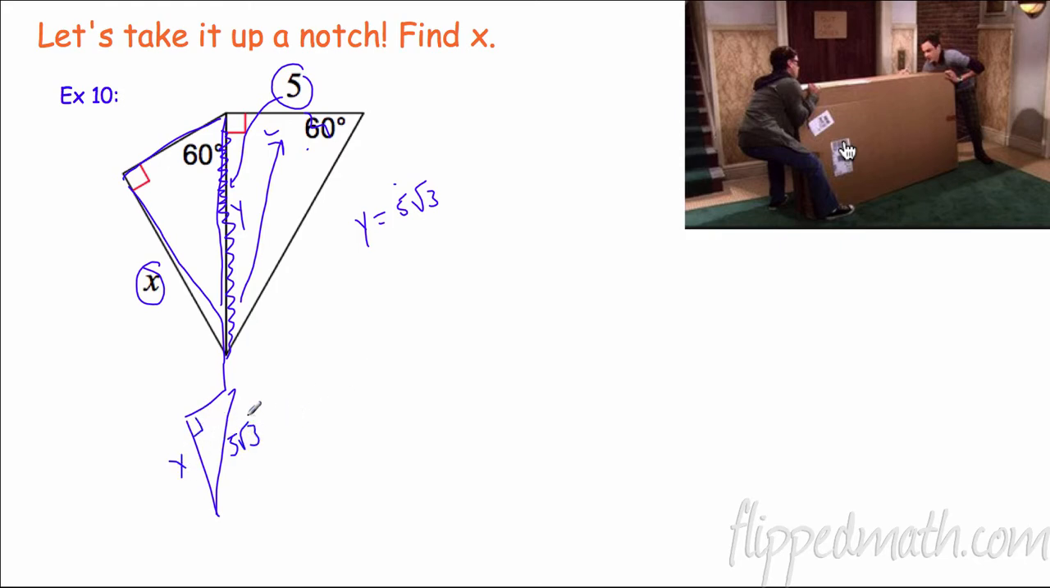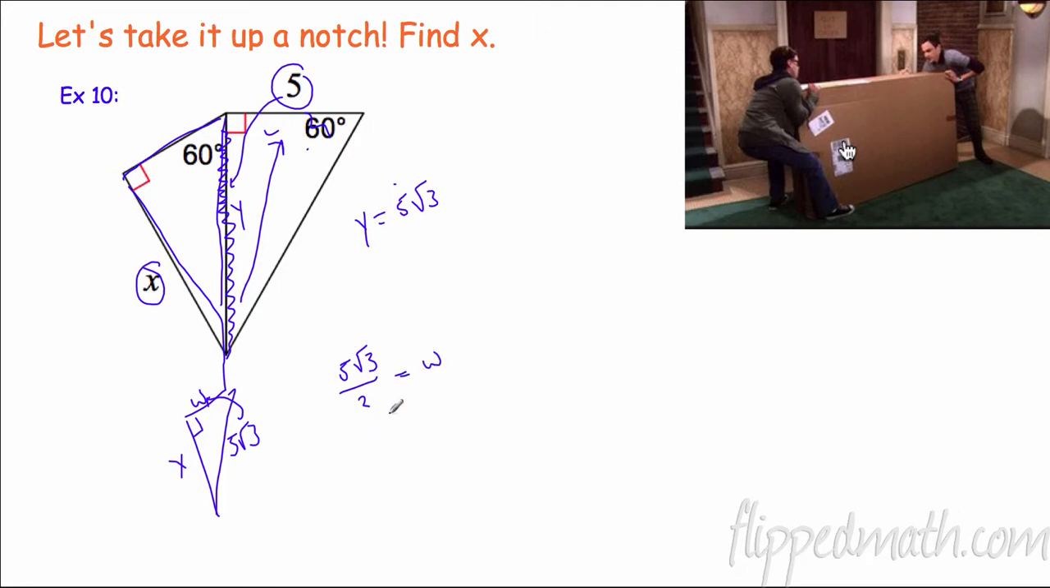Now, I'm going to get to the short side, even though I don't need it. That's my trick, all right? There's no great way to go from here to here. I'm going to go from here to here. So I'm going to divide by 2. So 5 radical 3 divided by 2. We'll call this side w.